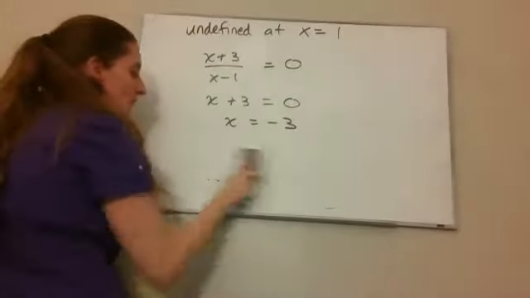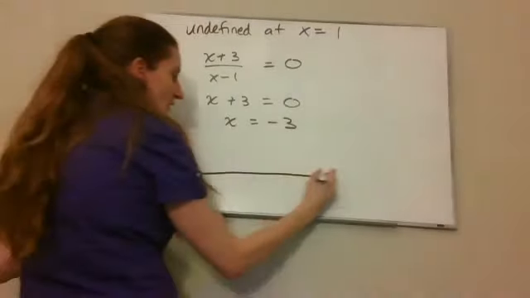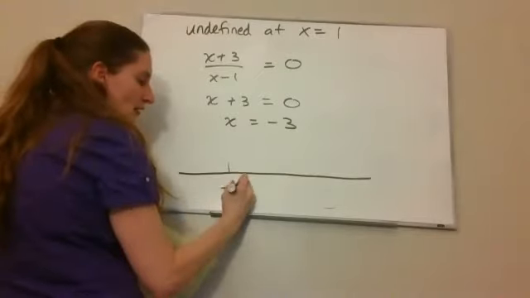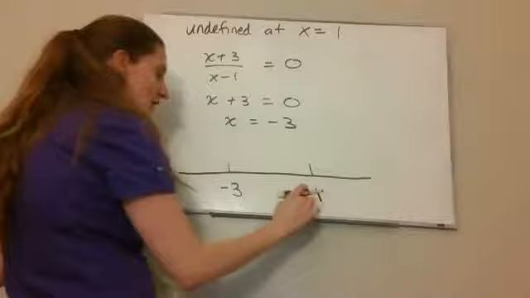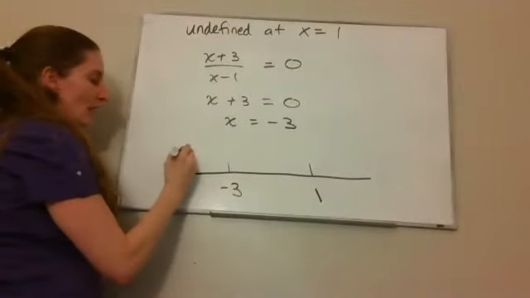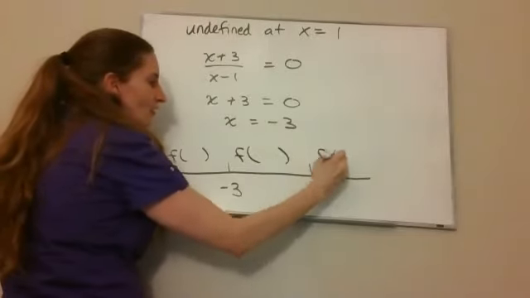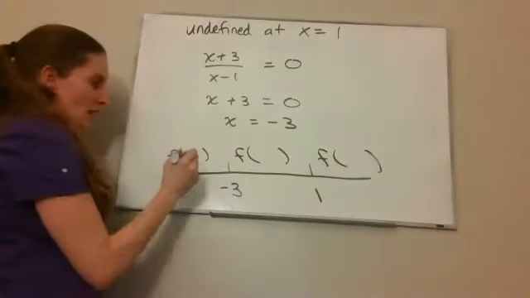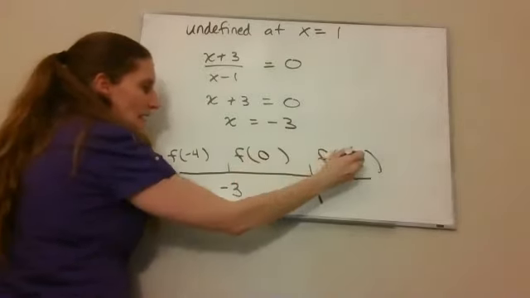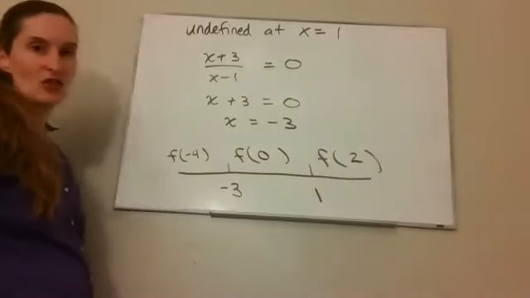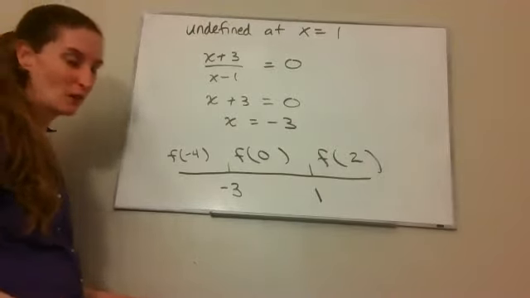So on my number line, I need a boundary point for where it equaled 0, and a boundary point where we were undefined. And now I need to check values in each piece of the number line to see if we're positive or negative. I would choose -4, 0, and 2. Again, you can choose any numbers that you want. I just happen to choose the ones I think will be easiest to figure out.